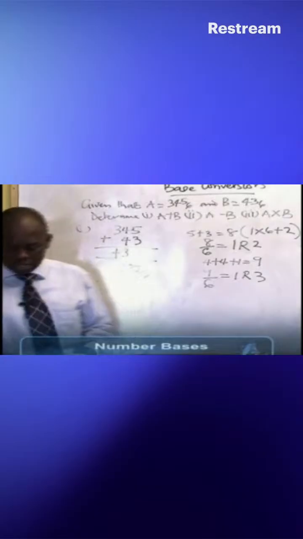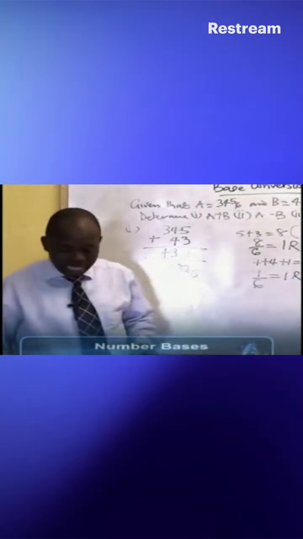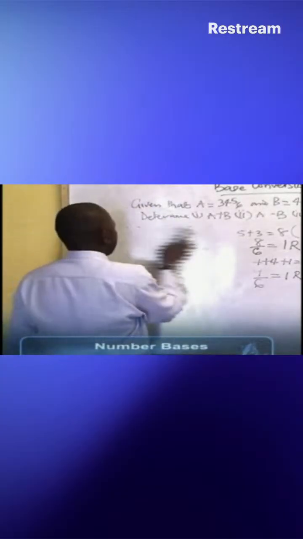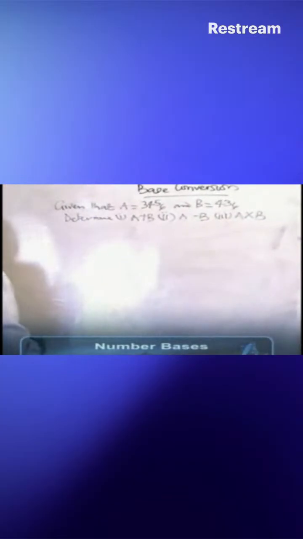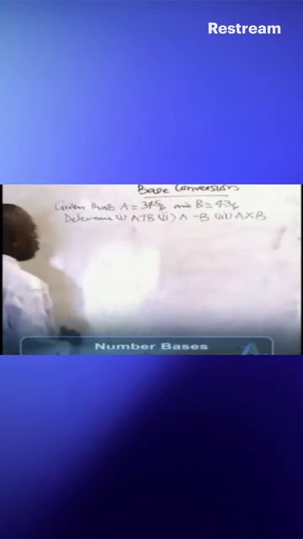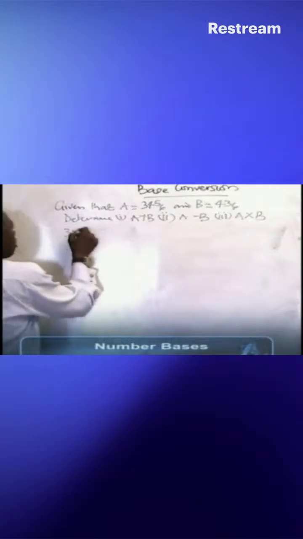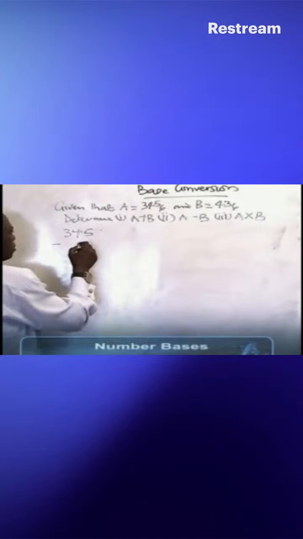Let's go to the second question, which is A minus B. I believe you understood the first working. The second one is almost the same thing. The process is the same. Just make sure that 6 does not appear in your answer. We have 3, 4, 5 minus 4, 3.